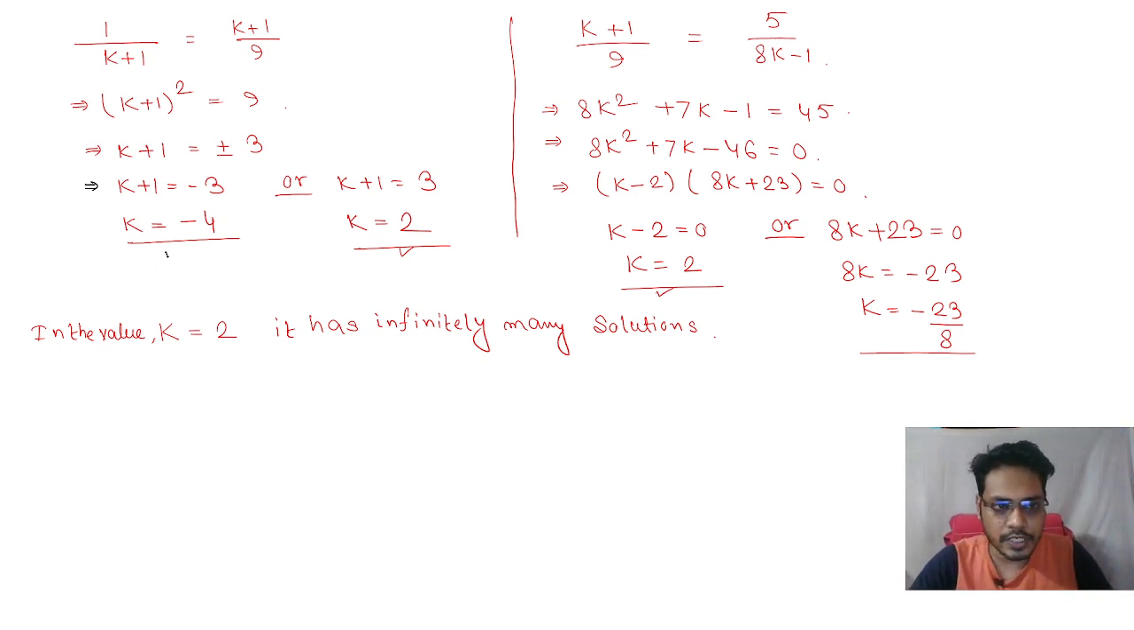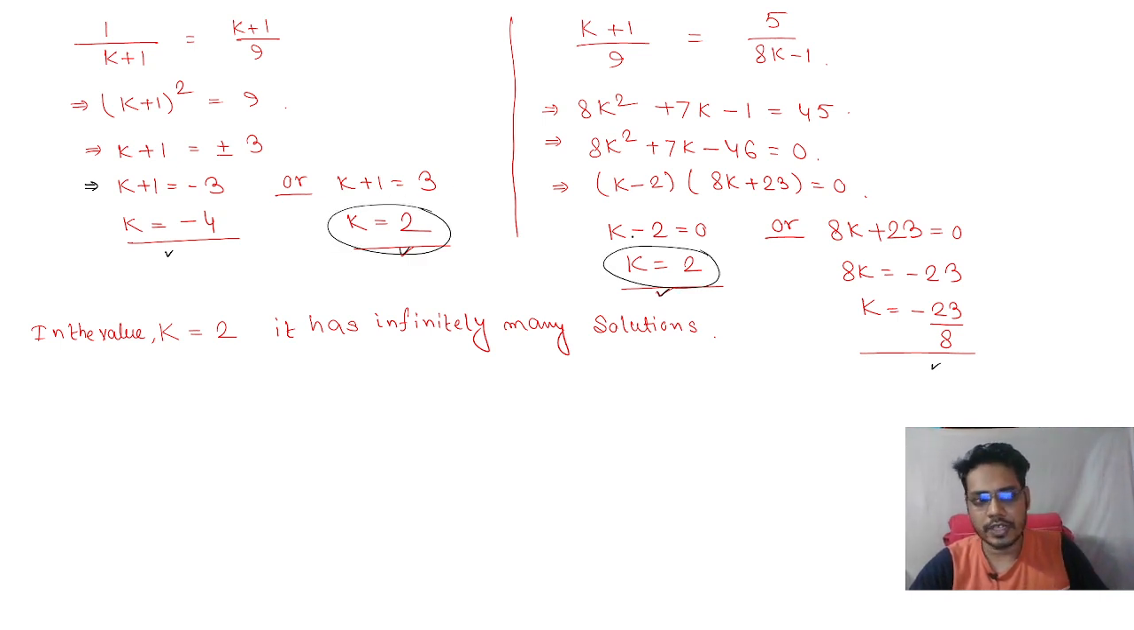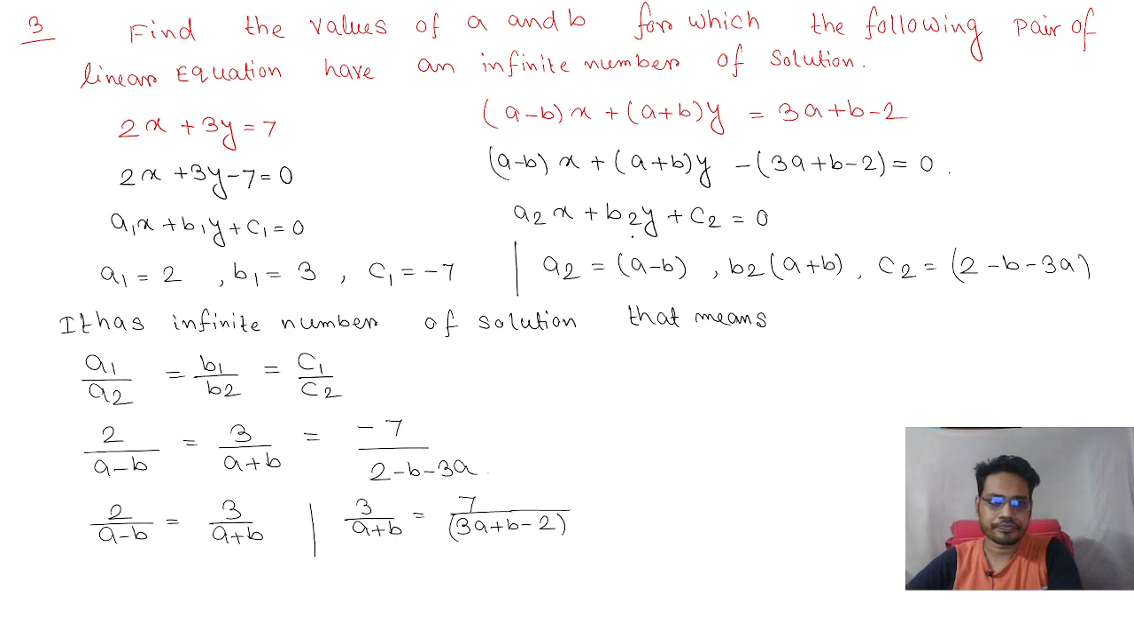Now from the first one, you get k is -4 and k is 2. From the second, you get k is 2 and k is -23/8. So the common value is k = 2. So the required value is k = 2.